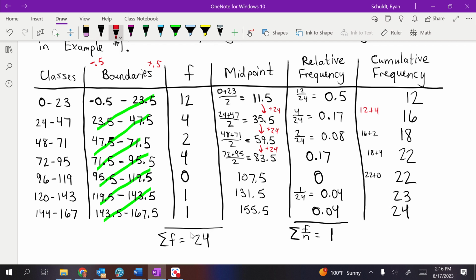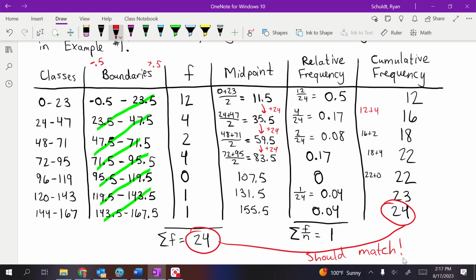What should this number match if we did it correctly? Yeah, these two should match. This one and this one should match. So that's one thing I like about this table is it has a bunch of ways to check your processes to make sure you're doing them right.